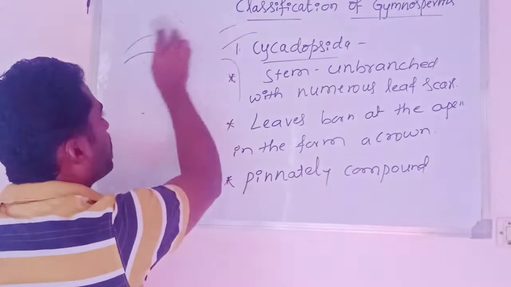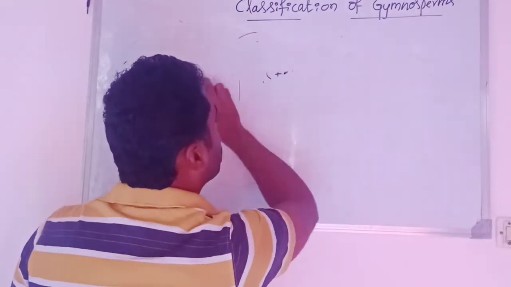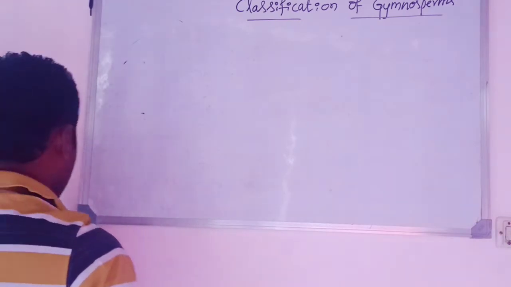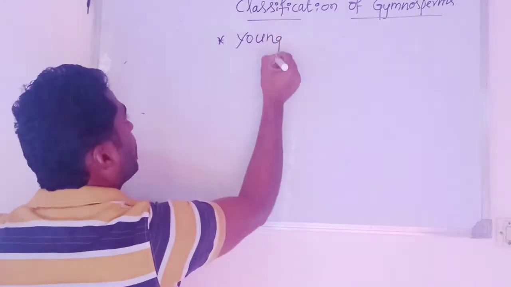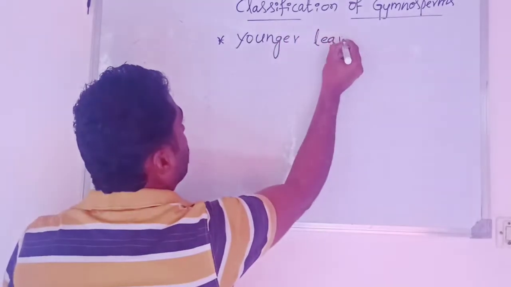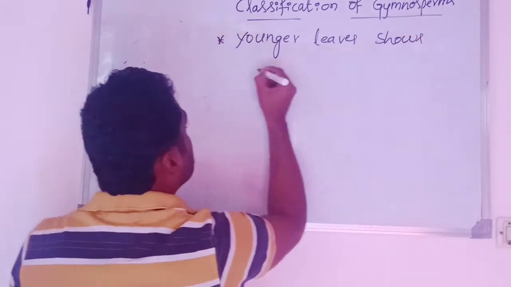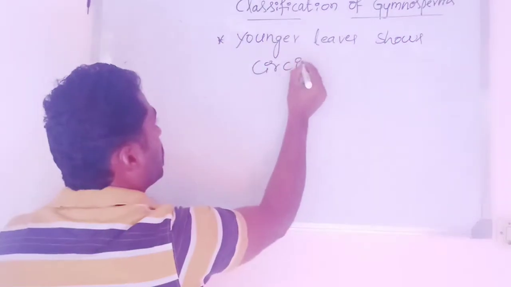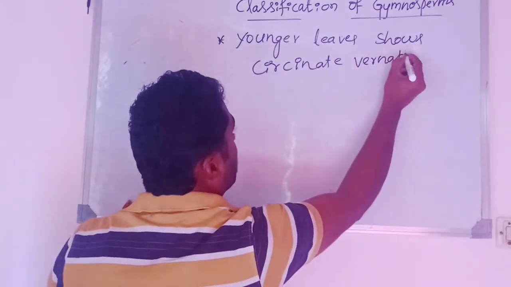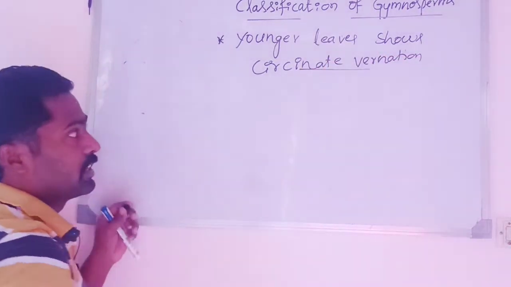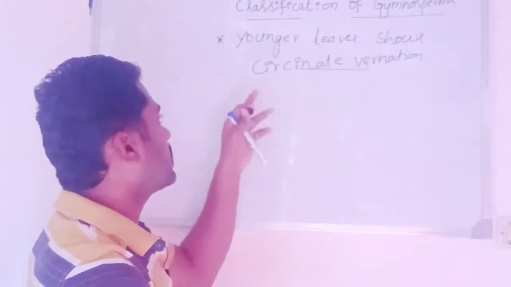Here also the leaves are pinnately compound, and that is a character of the fern. Where it shows the younger leaves, they show circinate vernation. This is again a character of the fern. The younger leaves fold up, so that is a character of the fern.